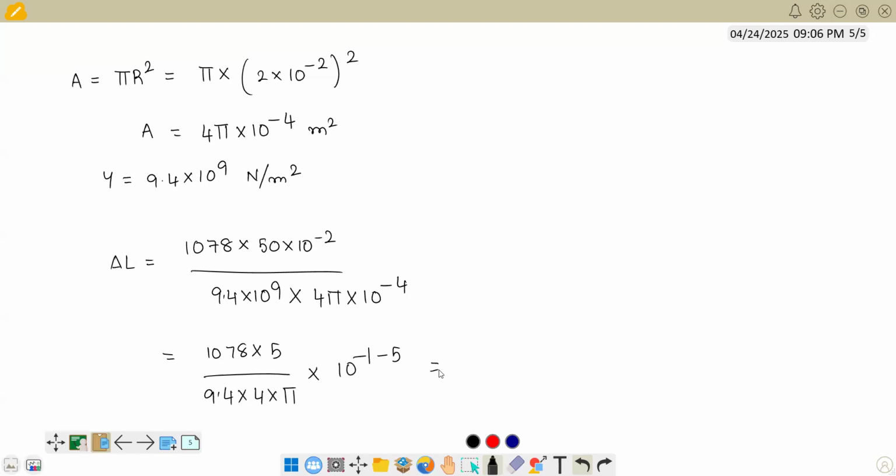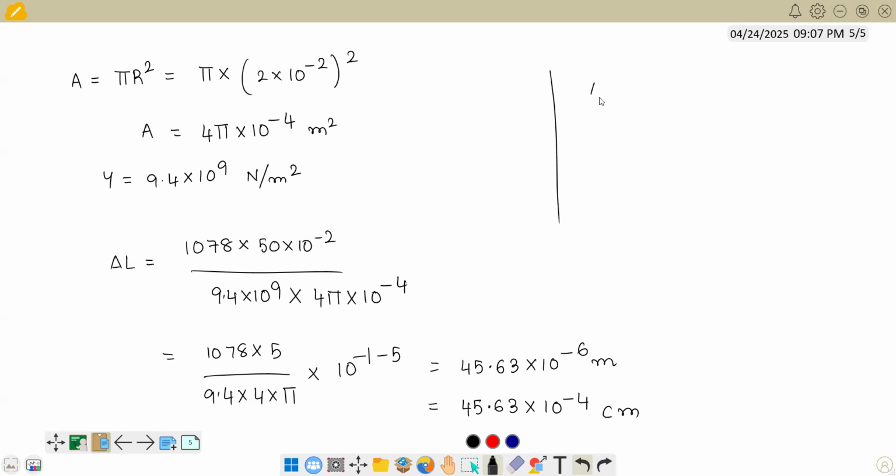So let us do this in the calculator to get the value. 1078 into 5 divided by 9.4 into pi into 4. So you will get basically 45.63 into 10 power minus 6 meter. So this is the value that we are going to get. If you want it in centimeter, we can write 45.63 into 10 power minus 4 centimeter, because 10 power minus 2 is nothing but centi. So this will be its value.